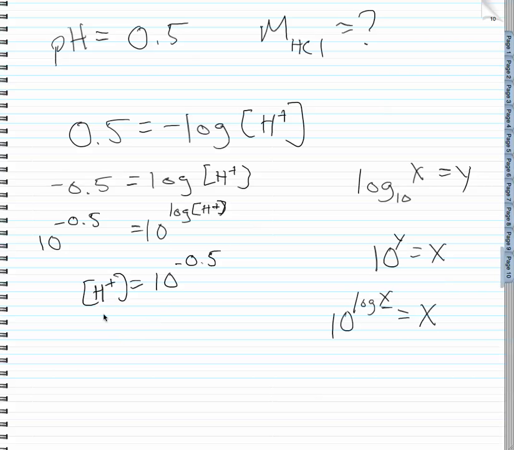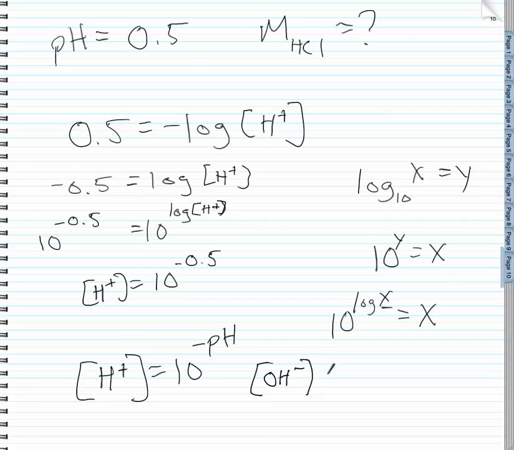And so this is always going to hold true. So another equation we can get from this, 0.5 was our pH, so negative 0.5 is our negative pH. Our H+ concentration is always going to be equal to 10 to the negative pH. And if we're talking about our OH minus concentration, as you can imagine, the OH minus concentration is going to be 10 to the negative pOH. And so that's going to help as well.